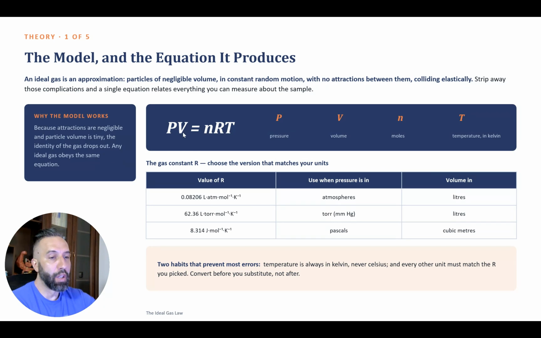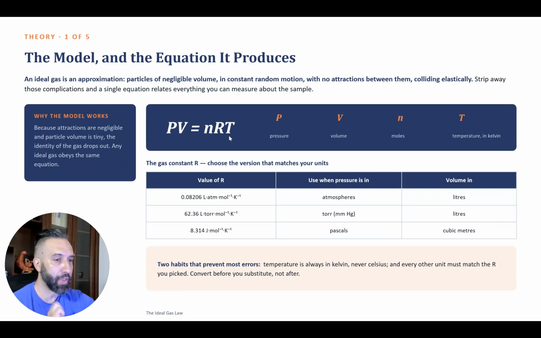And if you take a look, this is the base form of the ideal gas equation. So pressure multiplied by volume equals number of moles multiplied by the gas constant R, multiplied by temperature.